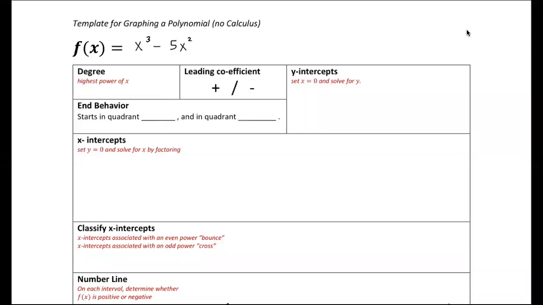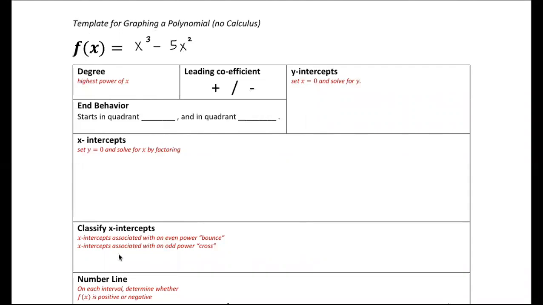So let's work through an example where we're actually trying to graph a function. The one I picked for our first example here is f of x is equal to x to the 3 minus 5x squared. And this is the template that I like to use to help to graph a polynomial. I'll make sure that there's a copy of that available for you to use. I like to go through it because it helps me remember all the different pieces that I can use to help me graph this polynomial.